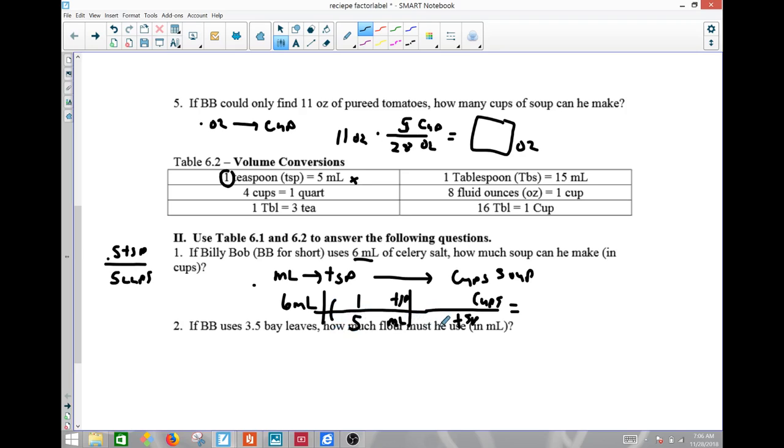All right, so the teaspoons to cups, it's 0.5 teaspoons equivalent to 5 cups of soup. And then we do our math. So 6 times 5 divided by 5 is just 6, divided by 0.5, so it's going to be 6 divided by 0.5, and that looks to me like 12. 12 cups of soup.